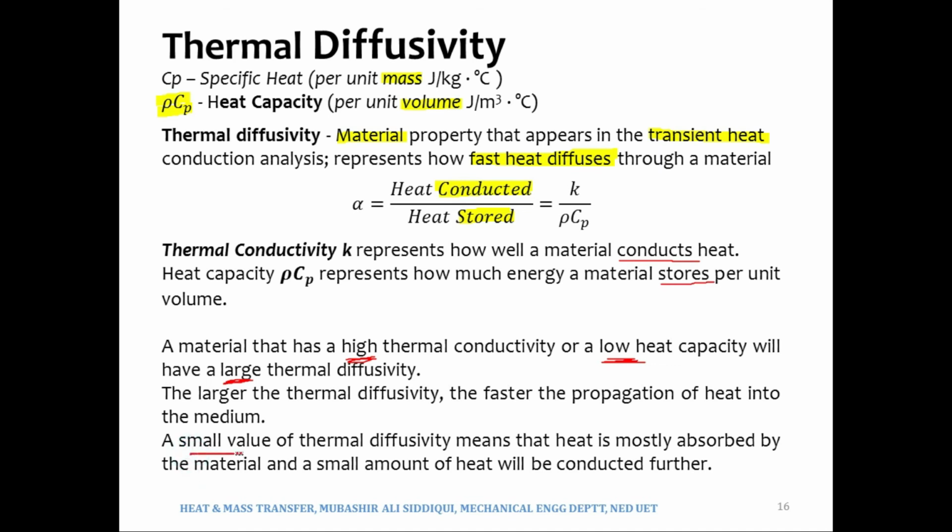A small value of thermal diffusivity would mean that the heat is mostly absorbed by the material. So a small thermal diffusivity means that the heat is not being diffused by the material. Heat not being diffused by the material means whenever the heat is being supplied to the material, it is keeping it, it is absorbing it, and a small amount of heat is being conducted further. So this is what is meant by thermal diffusivity.